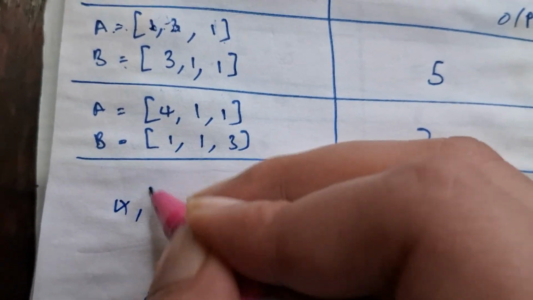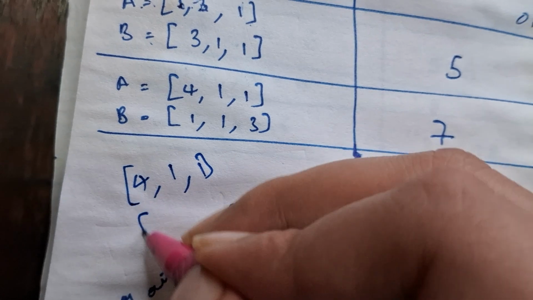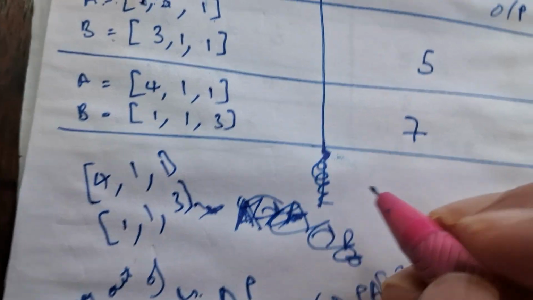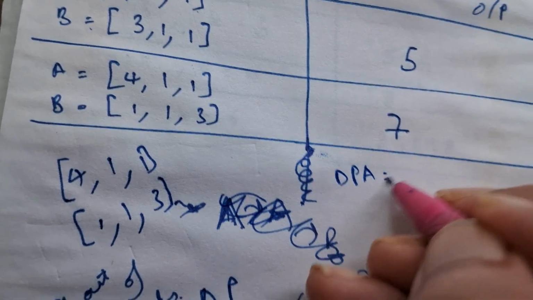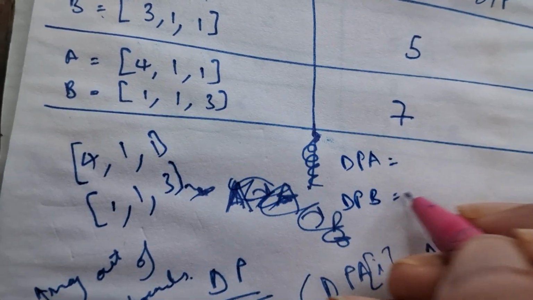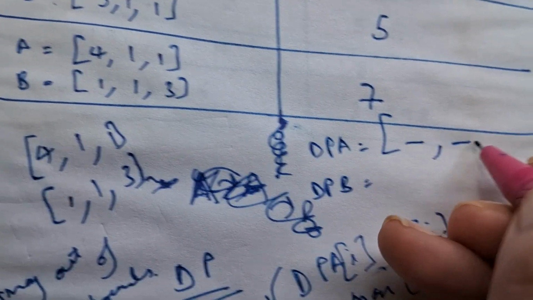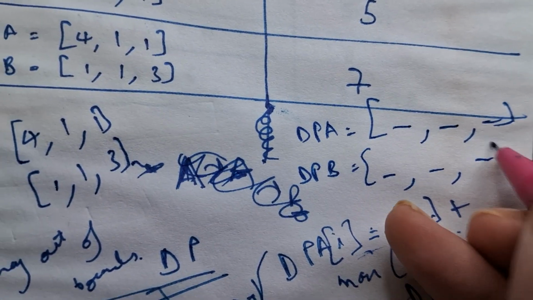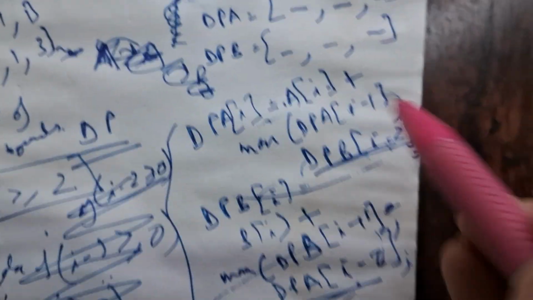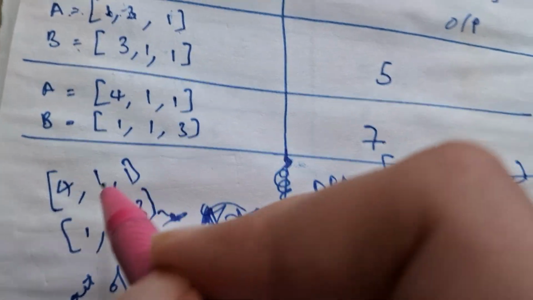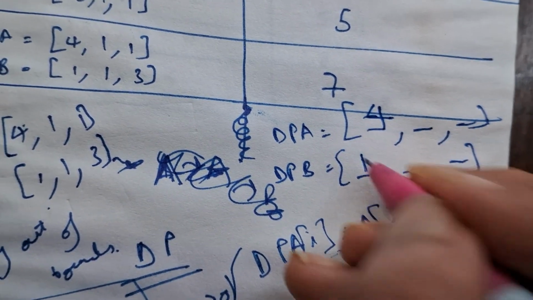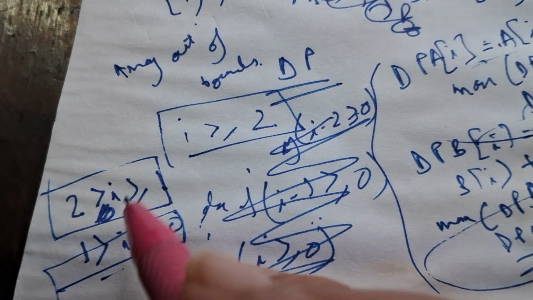So it is going to be 4 1 1, and it's going to be 1 1 3, right? Now, let me write what dpa looks like and dpb looks like. Dash dash dash for the beginning. As I mentioned, if i is in this range, just go for a of i, b of i. So that is 4 and 1. At this stage, this condition is satisfied.